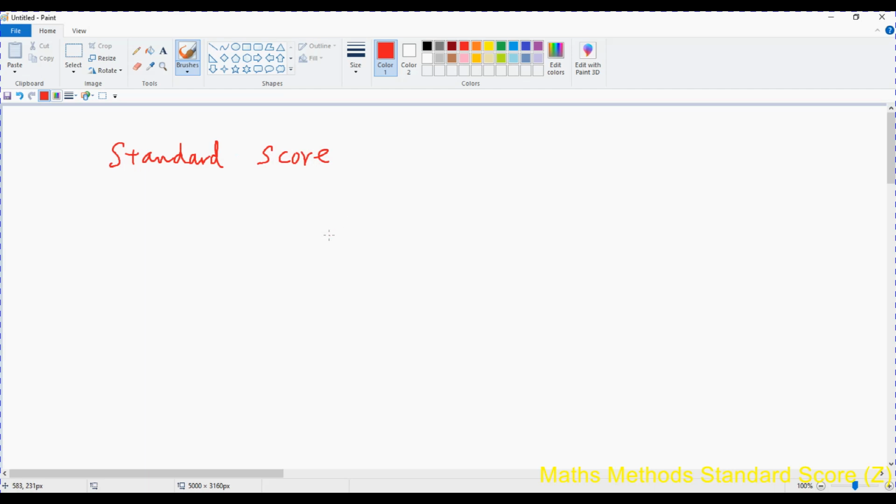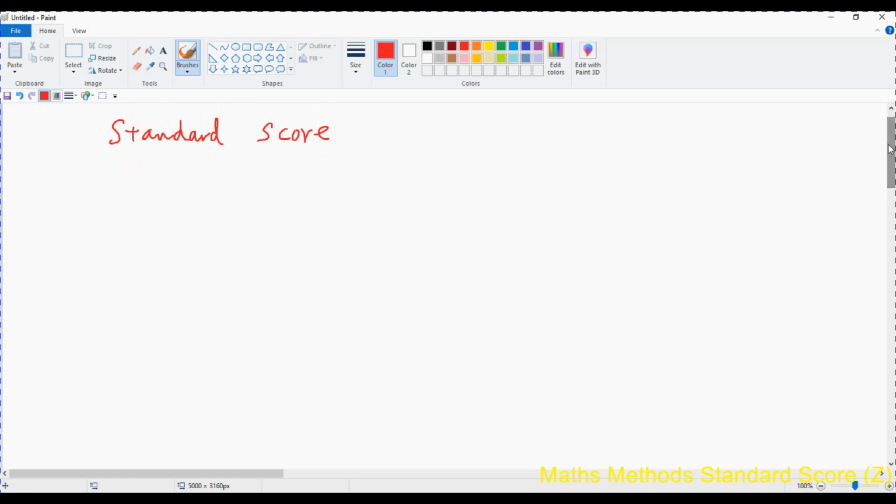Okay, so I'm going back to your handouts pretty quickly, just to provide you some background because I skipped some parts of the content in my PowerPoint, so I need to give you some background. So standard score, we use a Z to represent standard score.